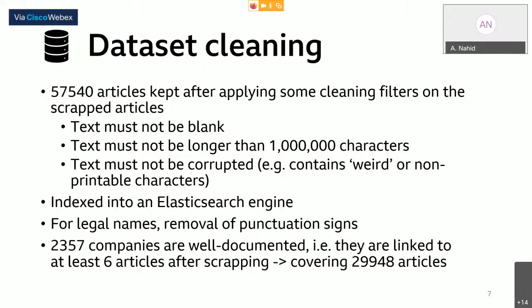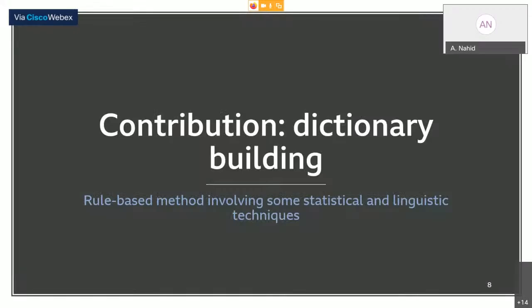As for legal names, we just removed the punctuation signs that might occur in some denominations, and we identified 2,357 companies to be considered as well documented, which means for us that they're linked to at least 6 articles after scraping, because the whole work is going to be done on these companies and not the whole catalog.